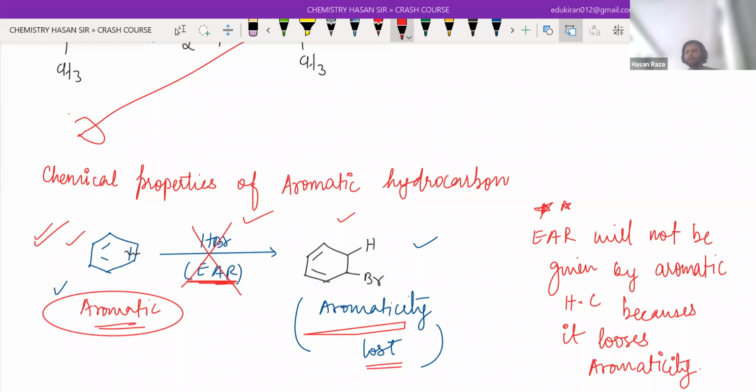Again, I got disconnected. So this is very important. Aromatic hydrocarbon will not give electrophilic addition reaction because of loss of aromaticity. Please do write it. If you are done with this, just let me know. We'll move to the next topic, the next type of reaction.